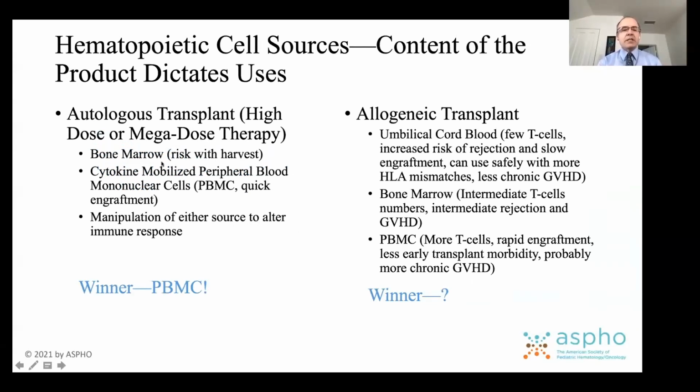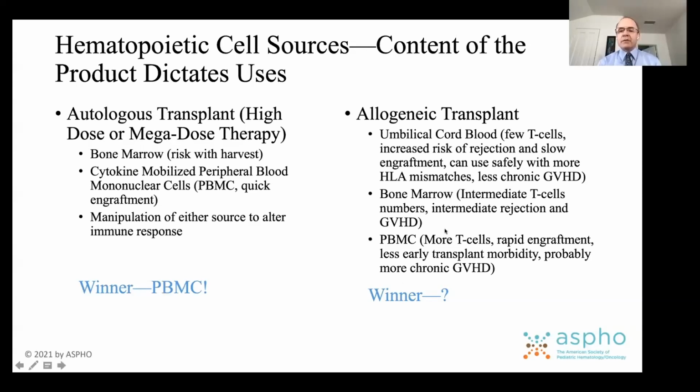Now, what's best? It's clear for autologous transplant, because you get quick engraftment, good immune reconstitution, and have decreased risk of infection, that the only thing to give is PBSCs. I don't think I've done a bone marrow autologous transplant in decades. PBSC is really the way to go.